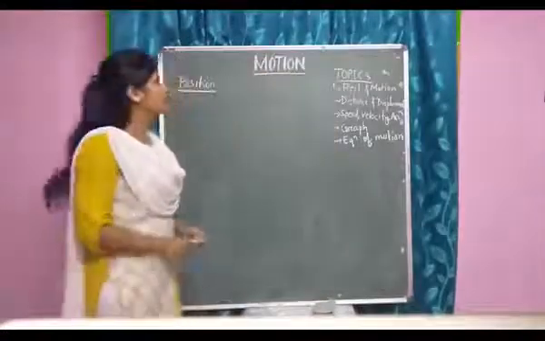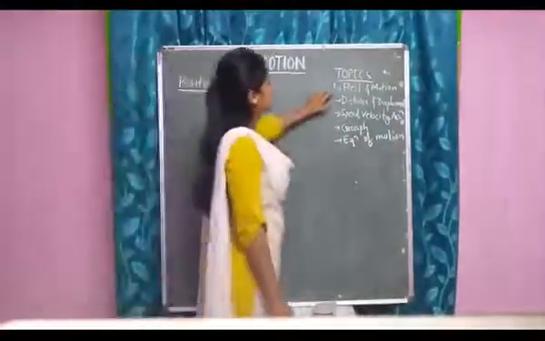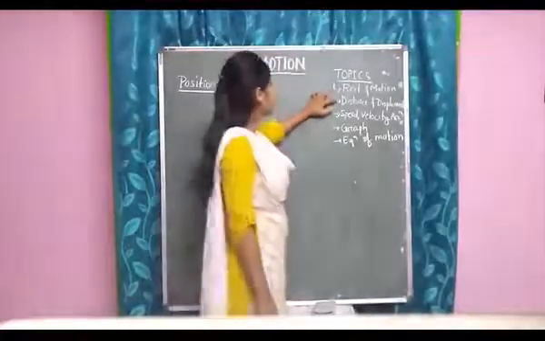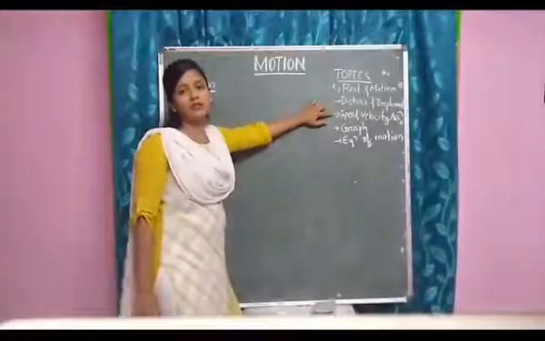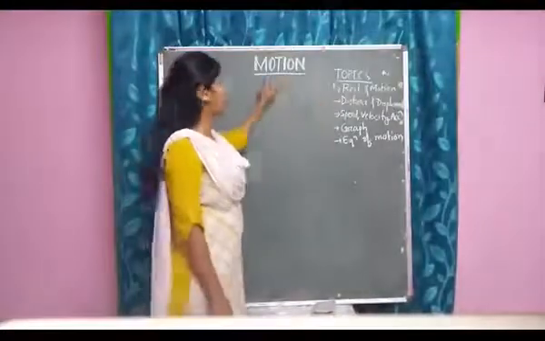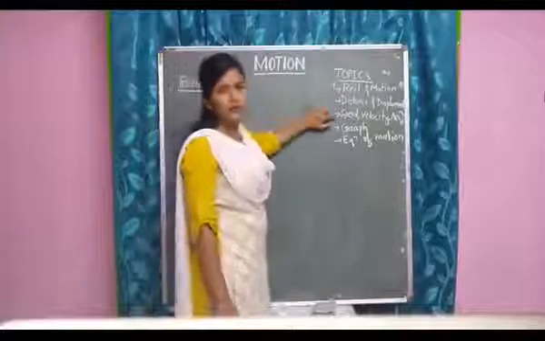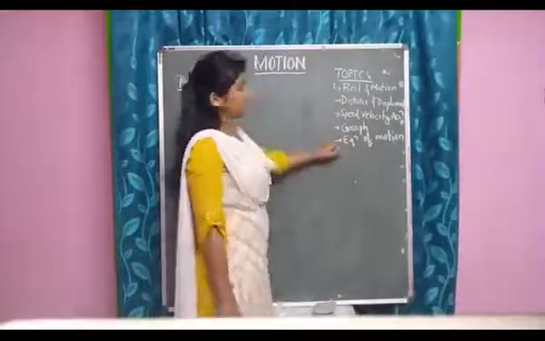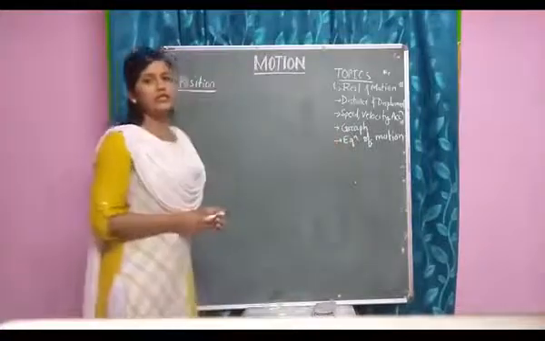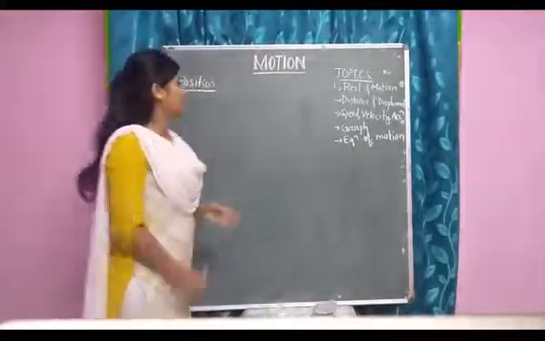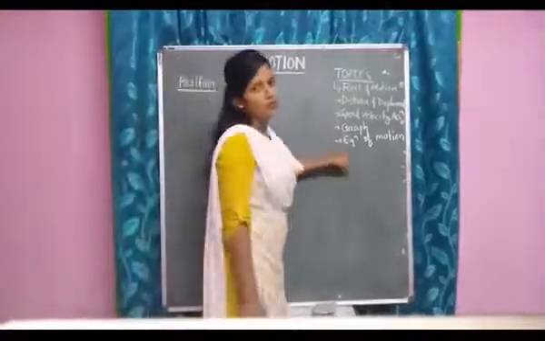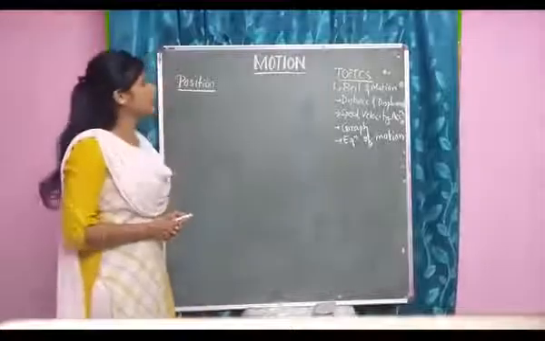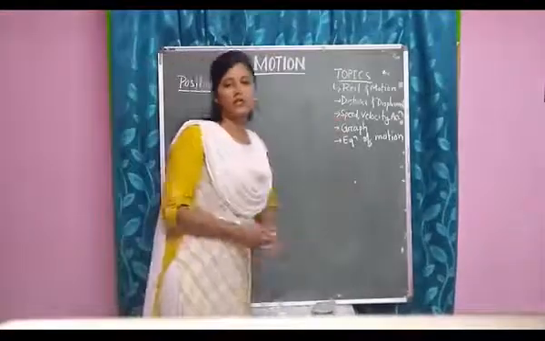In class 9th we will discuss the difference between rest and motion, distance and displacement. Then we will discuss the different parameters related to motion. Those are speed, velocity and acceleration. Then graphs which will represent the nature of the motion, and then the equations which will represent the motion. So let us first discuss rest and motion.